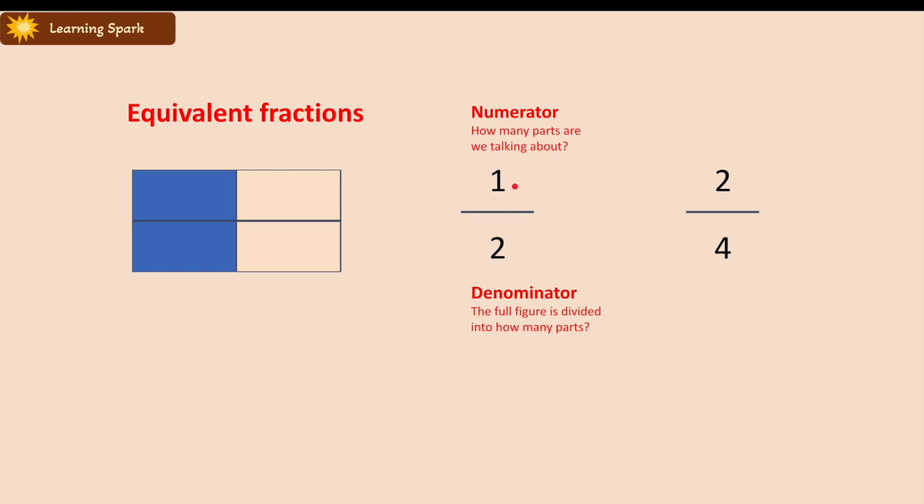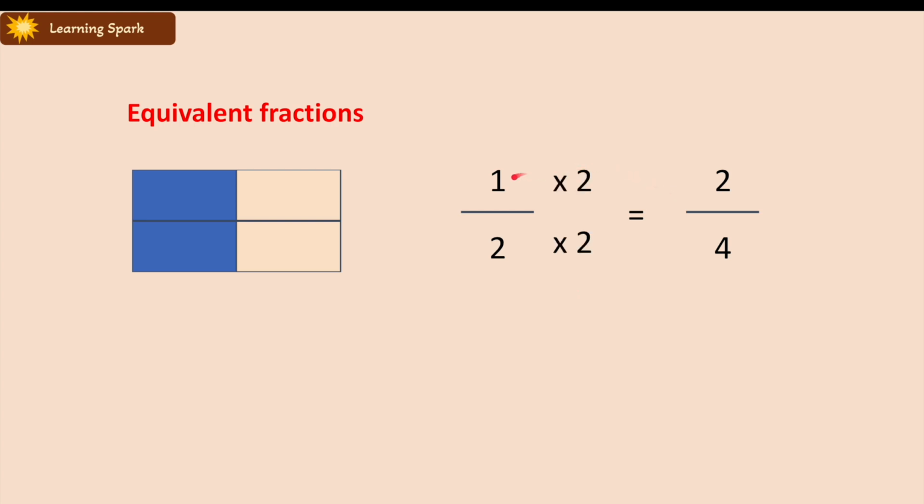Now let's learn a rule for how to convert one fraction into another equivalent fraction. Let's say these two are equal. The rule is that when you multiply the numerator by one number and you also multiply the denominator by the same number, then the fraction remains as it is. In this case 1 is multiplied by 2 and 2 is multiplied by 2 becomes 4. So 1 by 2 and 2 by 4 become the same fraction.